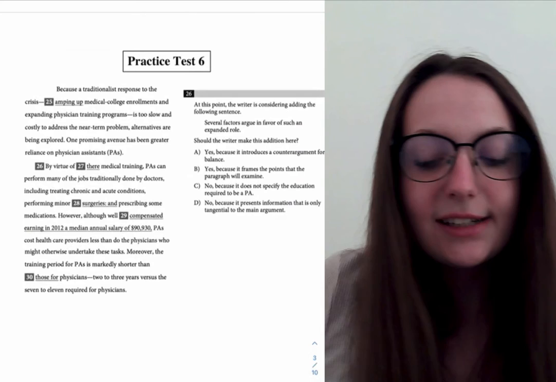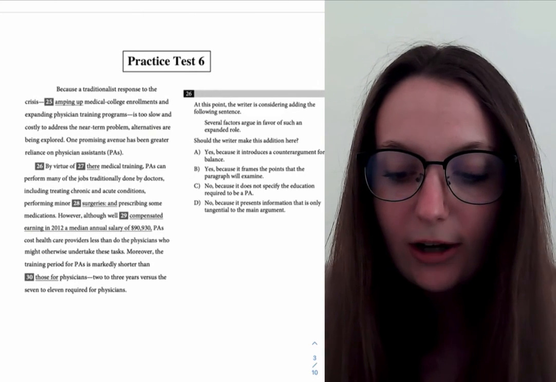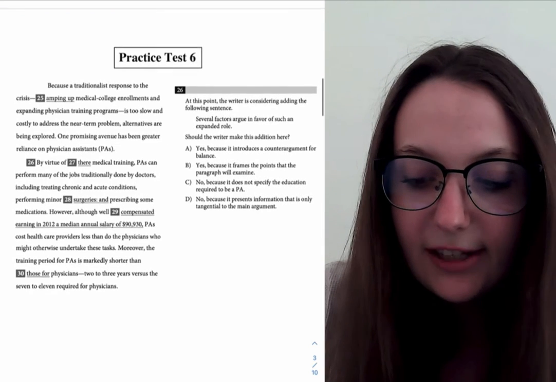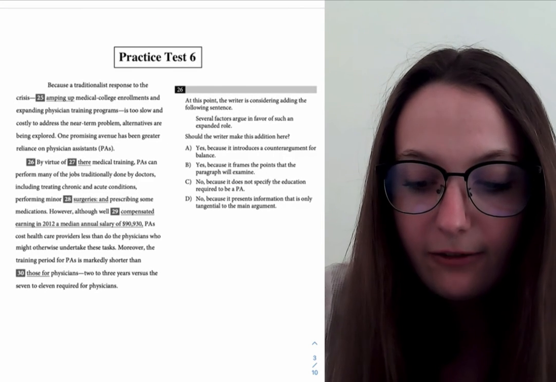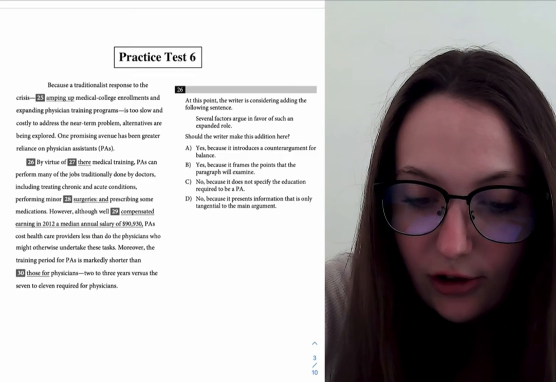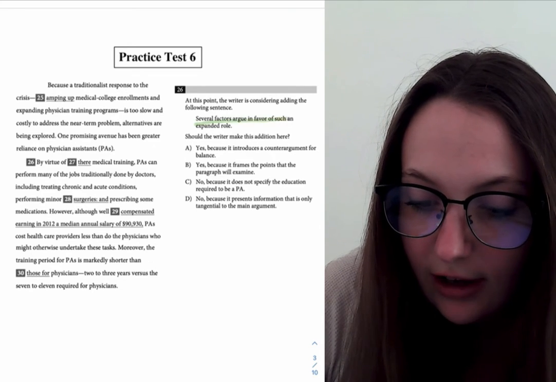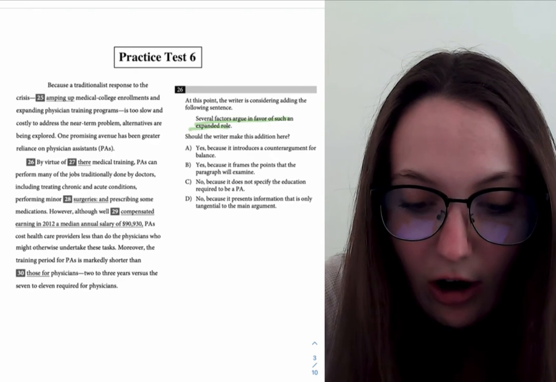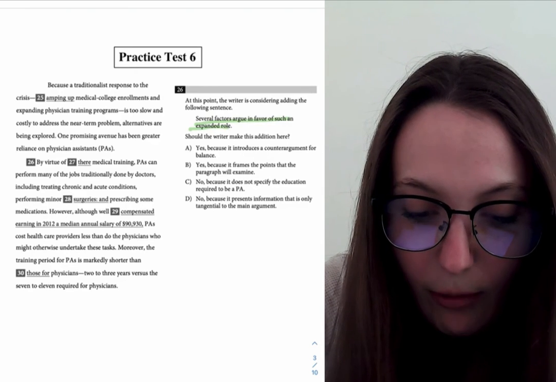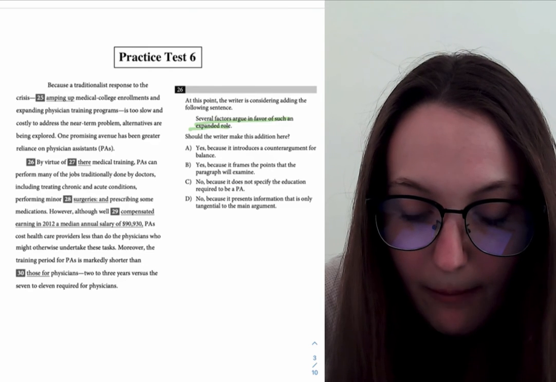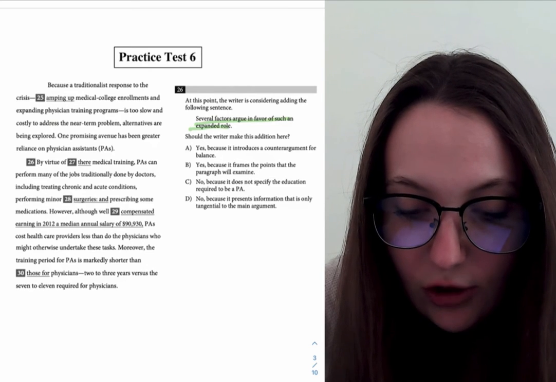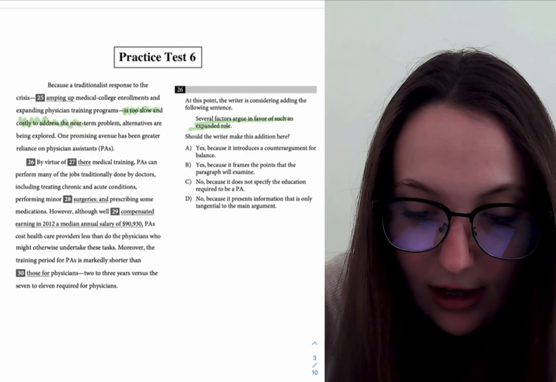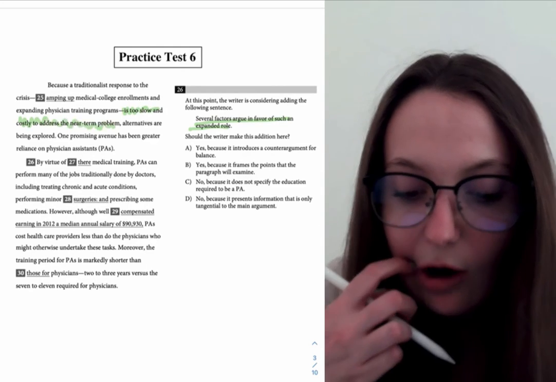Alrighty, and the last example of this is going to be question 26 from practice test 6. So at this point, the writer is considering adding the following sentence. Several factors argue in favor of such an expanded role. So in the previous paragraph, they talk about basically how we have a crisis with medical college enrollments and expanding physician training programs. It's too slow and costly to address the near-term problem, so they're providing alternatives.